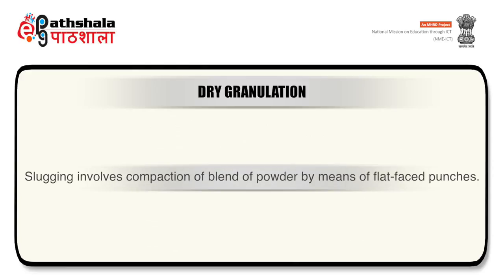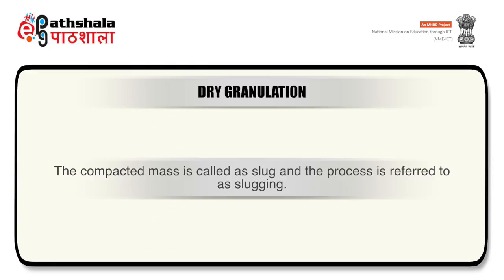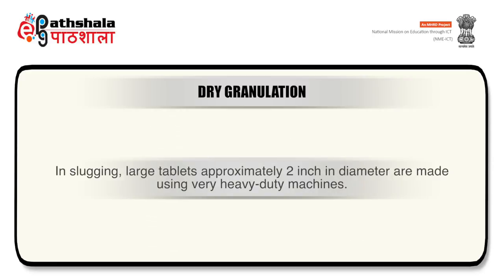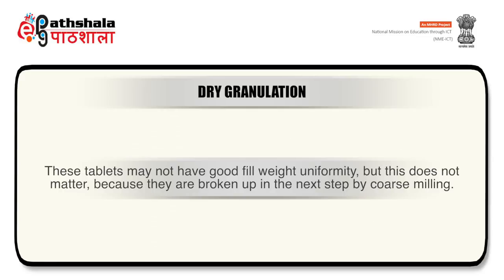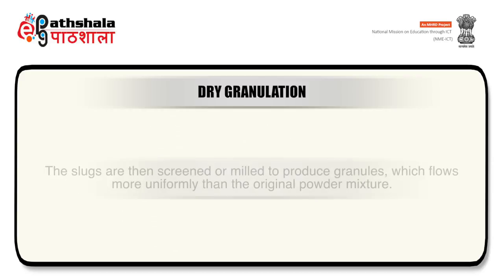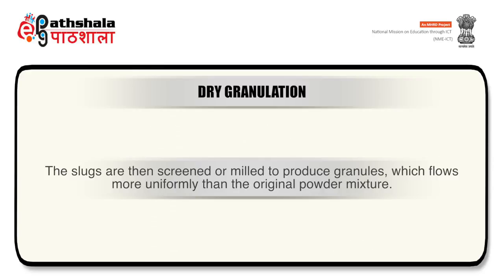Slugging involves compaction of a blend of powder by means of flat-faced punches. The compacted mass is called a slug, and the process is referred to as slugging. In slugging, large tablets approximately 2 inches in diameter are made using very heavy-duty machines. These tablets may not have good fill weight uniformity, but this does not matter because they are broken up in the next step by coarse milling. The slugs are then screened or milled to produce granules, which flow more uniformly than the original powder mixture.